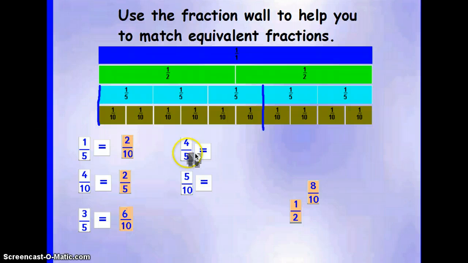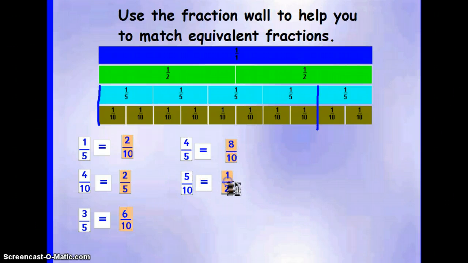Now let's look at 4/5. We have 1, 2, 3, 4/5. So let me go ahead and erase this line here. And now we're looking at 4/5. Let's count how many tenths equal 4/5. 1, 2, 3, 4, 5, 6, 7, 8. 8/10 equals 4/5, and then we can see that 5/10 equals 1/2.